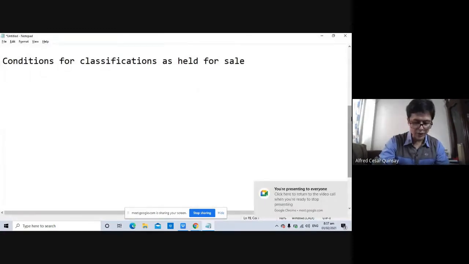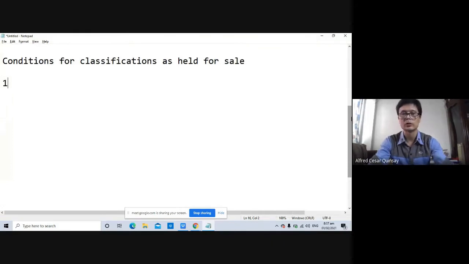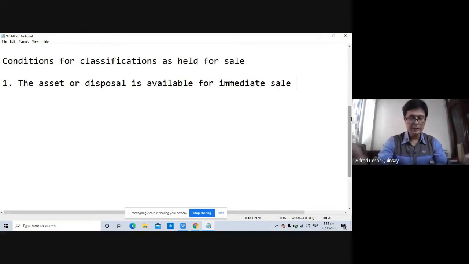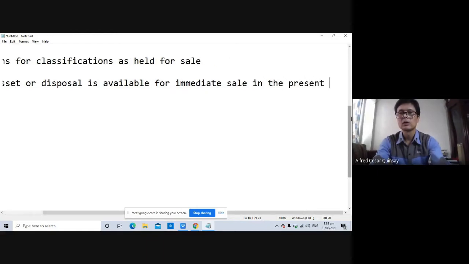As held for sale if the following conditions are present. So number 1, ano yung present? The asset or disposal group is available, okay, for immediate sale in its present condition.